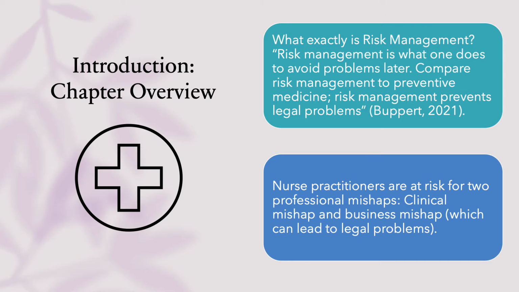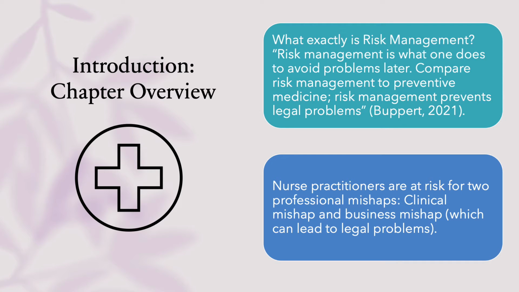So overall, the purpose of this chapter is to help nurse practitioners and future nurse practitioners avoid risk in their future careers. The book defines risk management as what one does to avoid problems later. So overall, nurse practitioners are at risk for two mishaps, both clinical and business. Essentially, it gives examples. So if a patient sees that a nurse practitioner has performed an error, the patient can tell their family and friends, which then becomes a business problem, and no one comes to the practice.